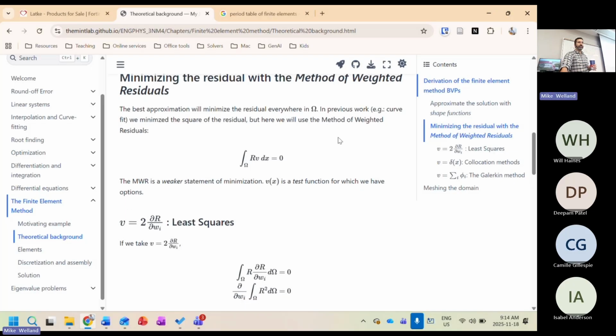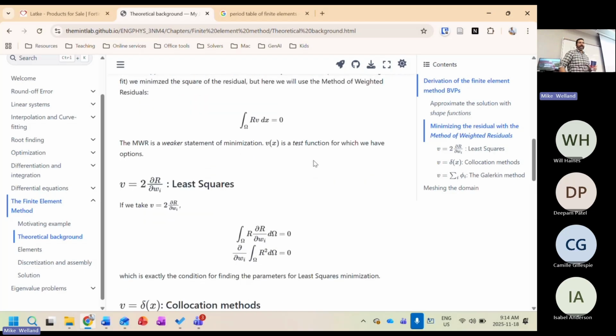We're going to use this MWR, which is like a generalization which includes the way that we originally did it. It's called a weaker statement. So at this point, if anybody's come up against something called the weak form of the differential equation, you might have come up with it in COMSOL. It talks about it quite a bit. We're going to get to it not tomorrow, Thursday.